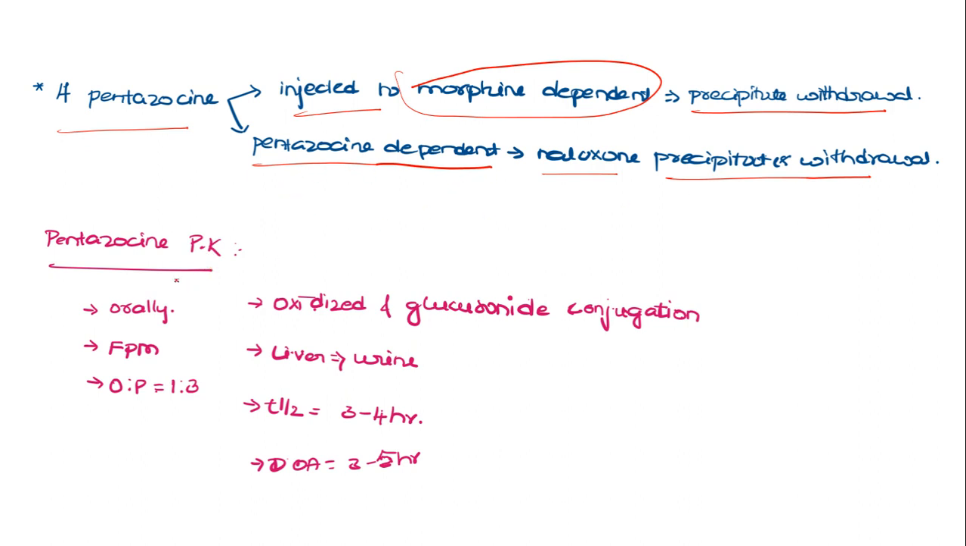Coming to the pharmacokinetics of pentazocine, it is given orally, it has got considerable first pass metabolism. It has got oral to parenteral ratio of 1 is to 3. It is oxidized and undergoes glucuronide conjugation in the liver and gets excreted in the urine. The half-life is around 3 to 4 hours and duration of action will be for 3 to 5 hours.